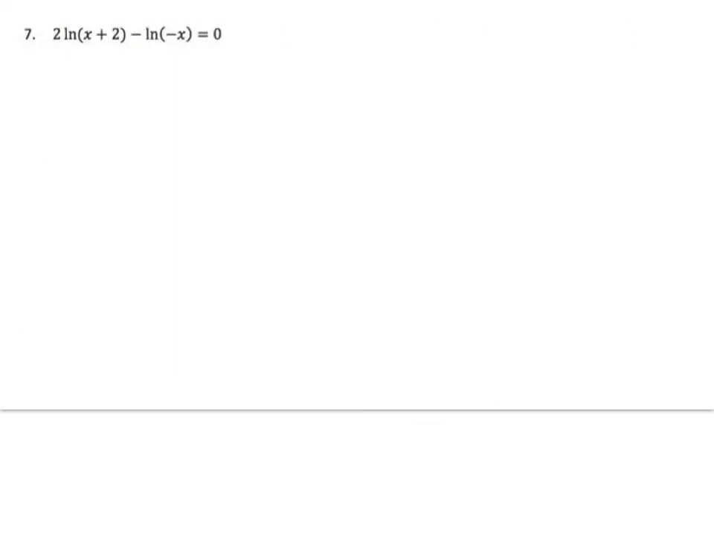Okay, try this one. Natural logs, it's a little different. You can either move the natural log to the other side of the equal sign and both the logs cancel out, or you can change it into a division problem. Either way, you'll get the same answer. I'm going to move it over to the other side of the equal sign because that's how my mind works. I'm going to change this into natural log x plus 2 squared equals natural log of negative x.